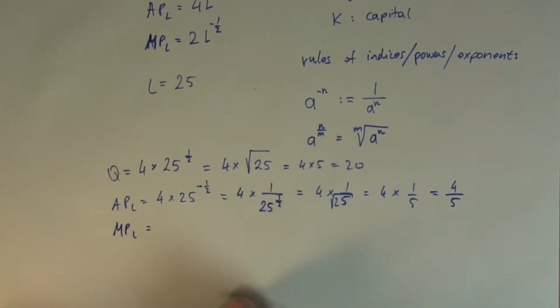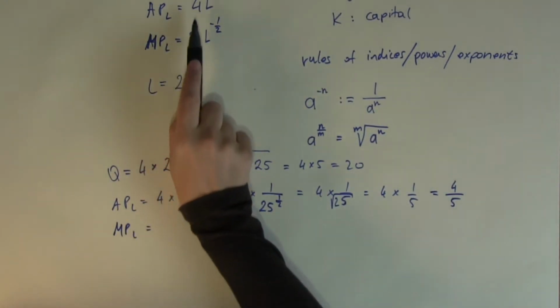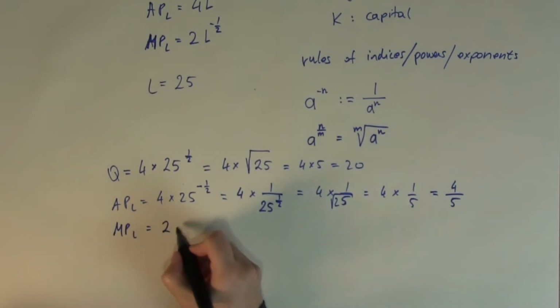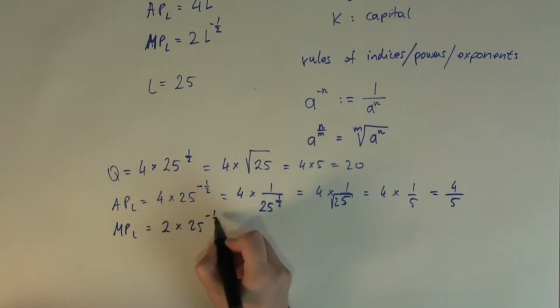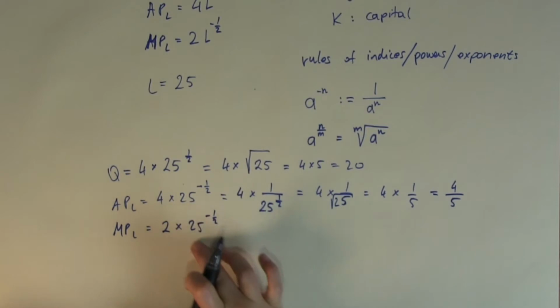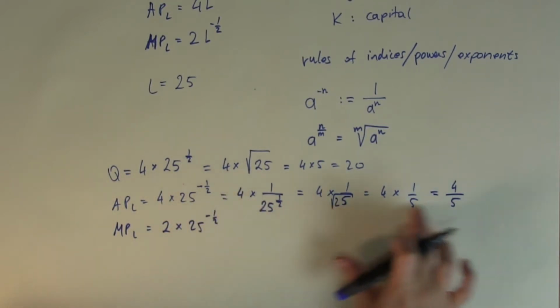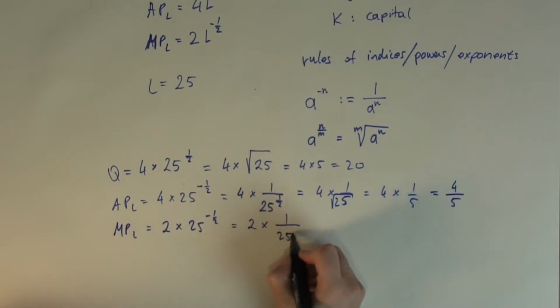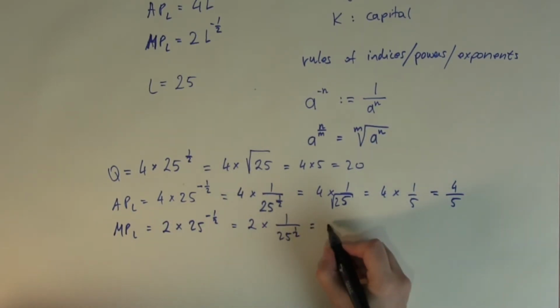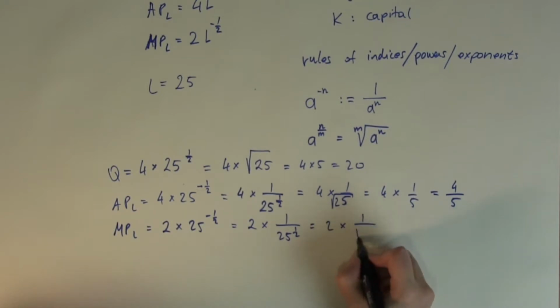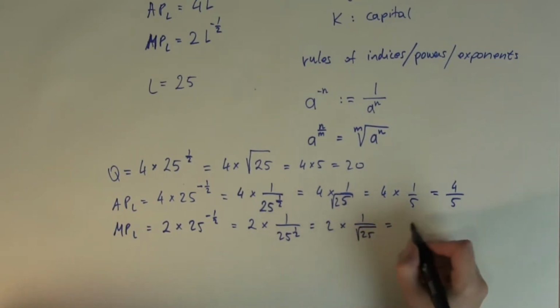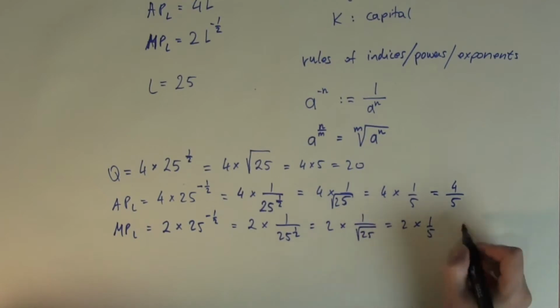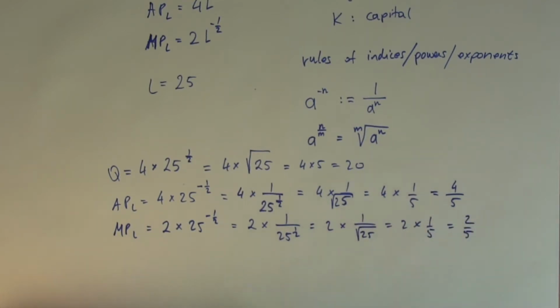Marginal product of labor is the last formula on the page, and that's again slightly different because instead of the 4 I have got the 2 in here. So it's 2 times 25 to the minus half, but these parts are exactly the same as it was above. So 2 times 1 over 25 to the half, which will be 2 times 1 over root 25, which will be 2 times a fifth, and that is 2 over 5.